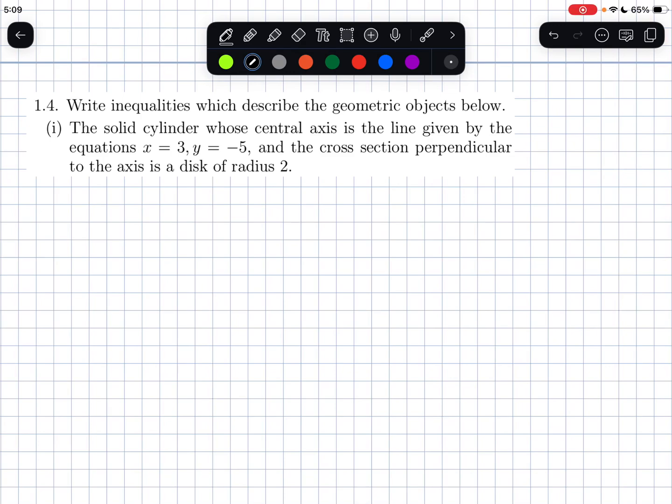Write inequalities which describe the geometric objects below. The solid cylinder, whose central axis is the line given by the equations x equal to 3, y equal to -5, and the cross-section perpendicular to the axis is a disk of radius 2.